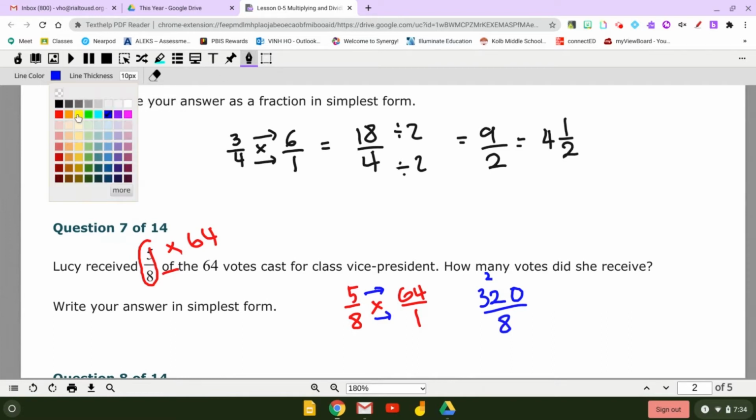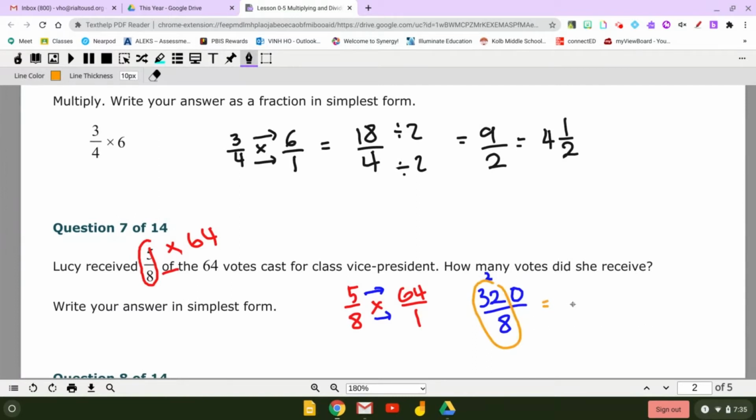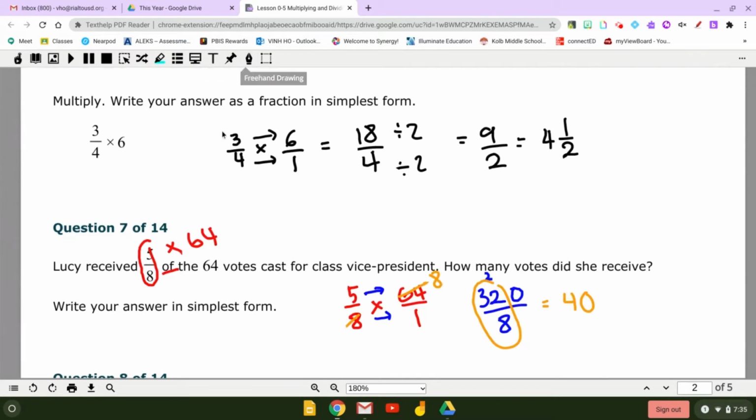Then we go ahead and divide them. I can see that 32 divided by 8 is 4 and bring over 0. So it's 40. If you go faster, you can do this. 8 goes into 64 8 times. 5 times 8 is 40. That is the other way to do this.